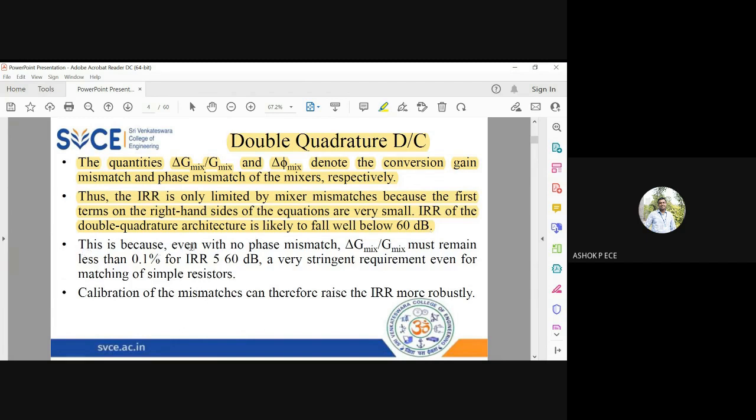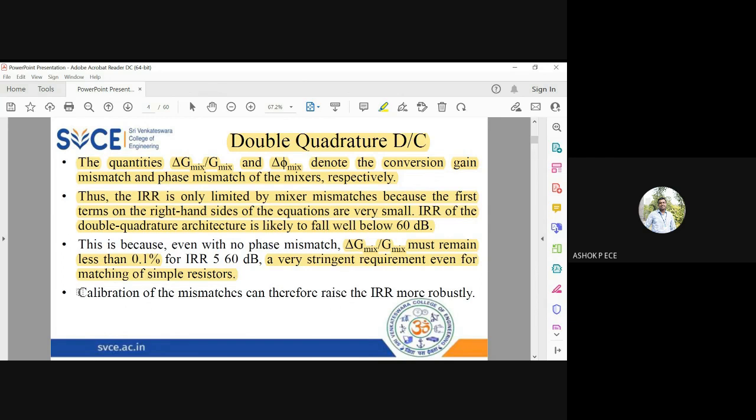Which means that the gain variation must be less than 0.1 for an IRR of 60 dB. So the gain variation should be very small, or I can say the gain should be almost constant, which is a very, very difficult task in receivers. Maintaining the gain is going to be a very, very difficult task. So that is going to have a serious impact on the image rejection ratio.